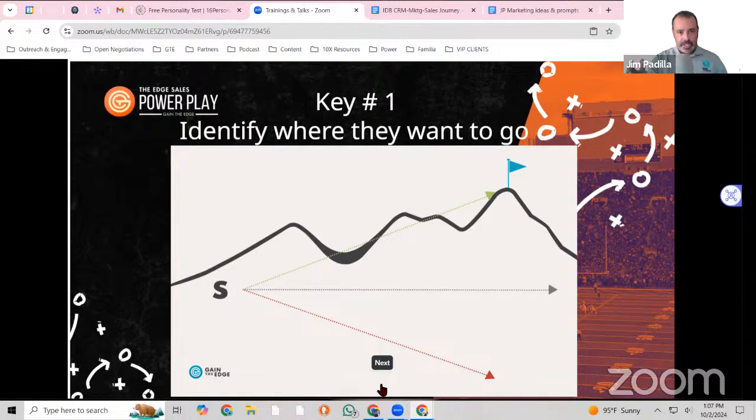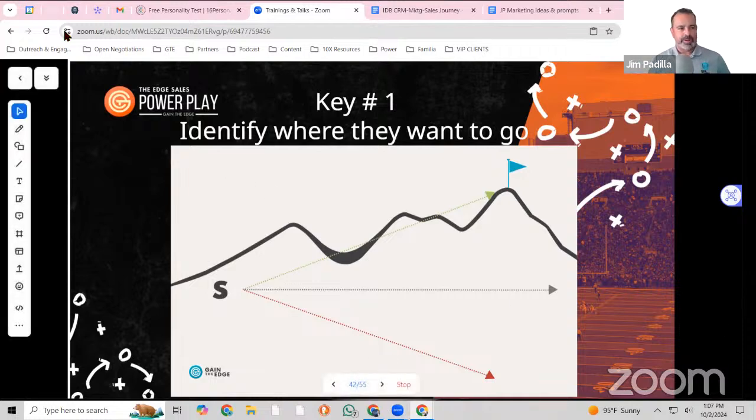Okay. So this is the only thing that I will argue with you on. Everything else, you can figure it out. Key number 1, identify where they want to go. You've probably thought of that before. But you need to put structure to it. Where are they going? We call it the mountaintop experience in our world.